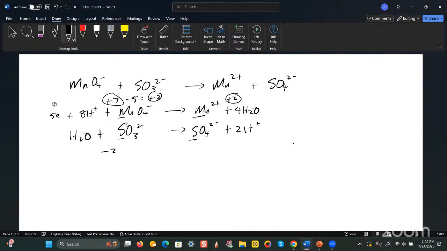Minus 2. What's the total charge on the right side? No, 0. Okay. So the question is, you look puzzled. Is there 0 again? Because you have minus 2 and then you have plus 2, right? Okay. So again, to which side would you add electrons?